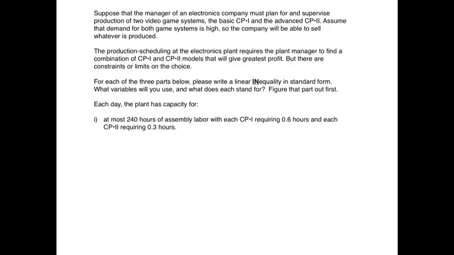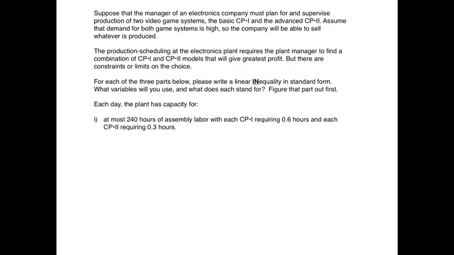We can't make an infinite number of game consoles. There simply aren't enough hours or raw materials. So we have to limit it somehow. For each of the 3 parts below, please write a linear inequality in standard form, just like the last problem. What variables will you use, and what does each stand for? You've got to figure that part out first.